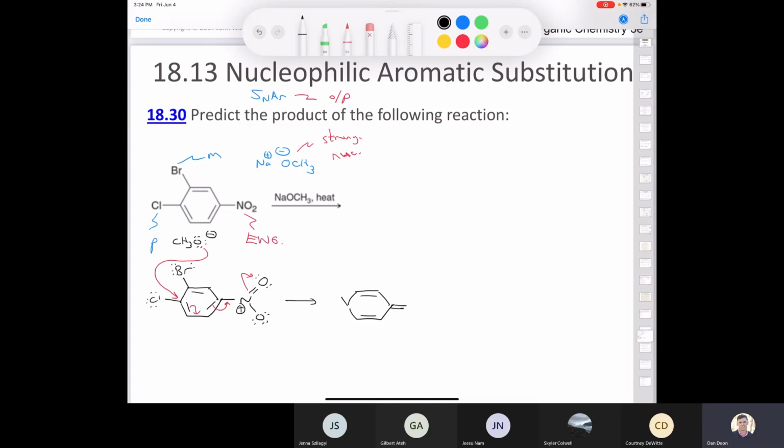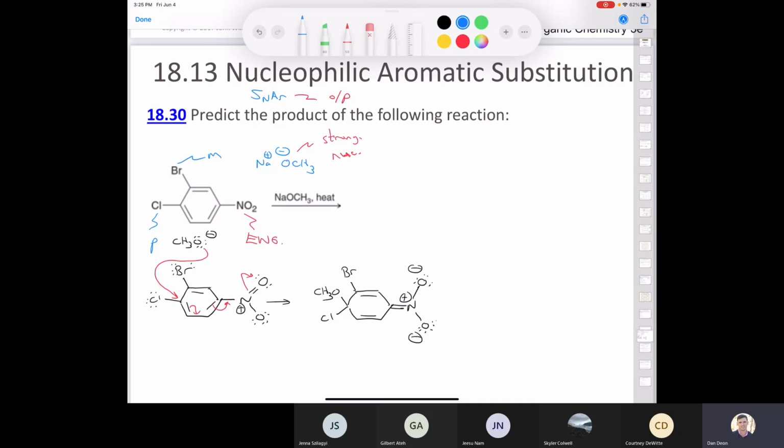So we end up with our bromine here. We have our methoxy group here. I'm kind of running out of space, aren't I? There we go. And we also have our chlorine here. We have our nitrogen, which has two bonds to oxygen. And both of the oxygens have the negative charge like this. So there's our intermediate.